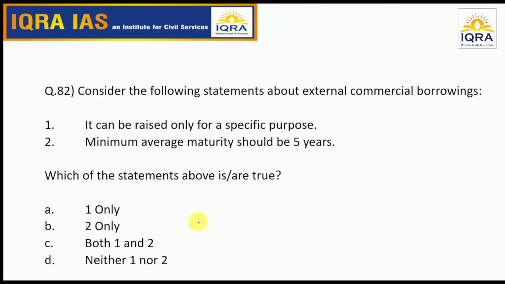Question number 82. Consider the following statements about ECB, external commercial borrowings. It can be raised only for a specific purpose. Yes. Minimum average maturity should be 5 years. No, this is 3 years. So this is correct. This is incorrect. Which of the following statements are true? Only one is true.